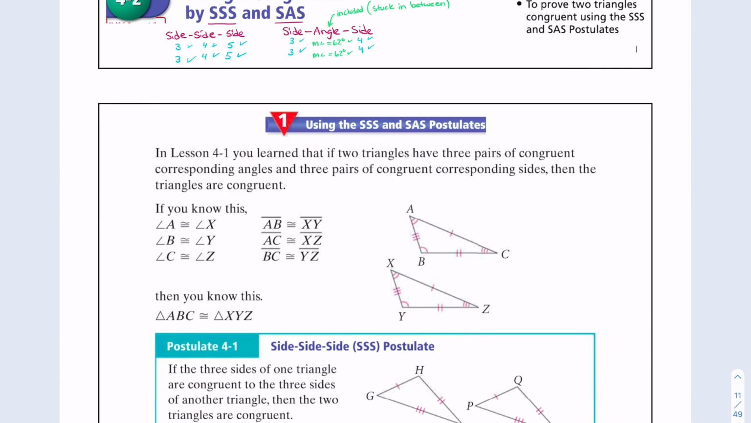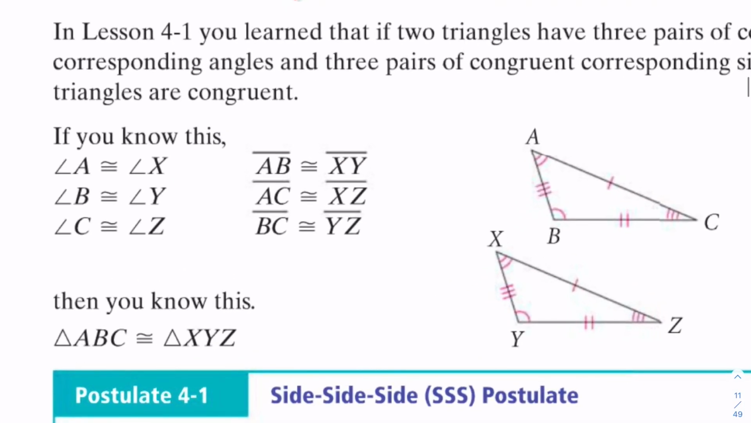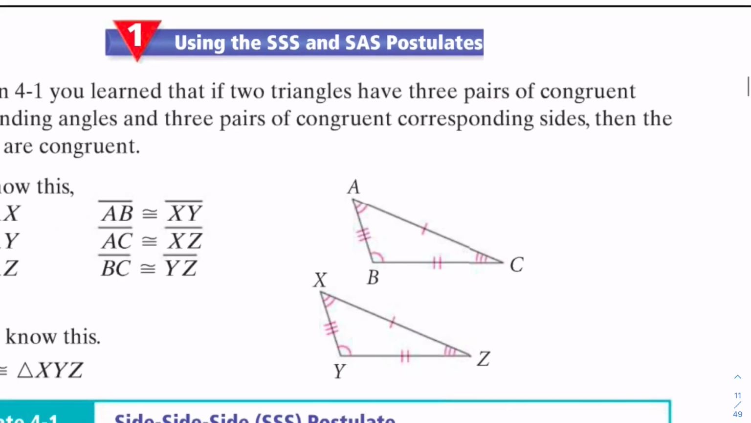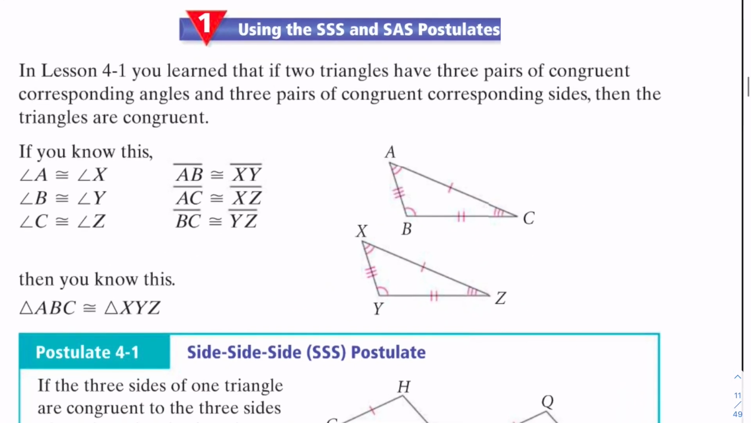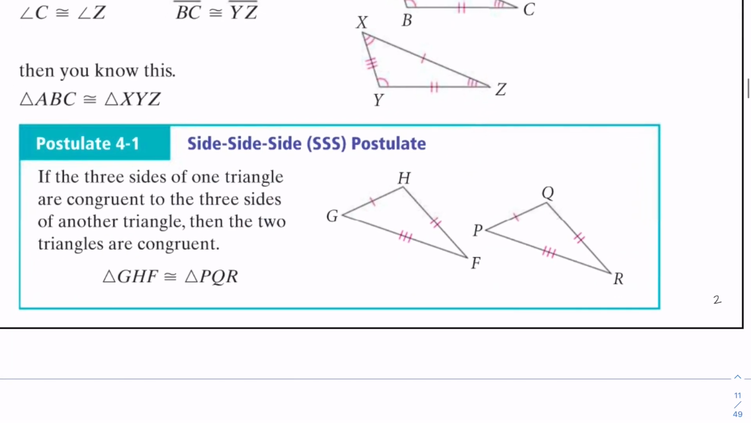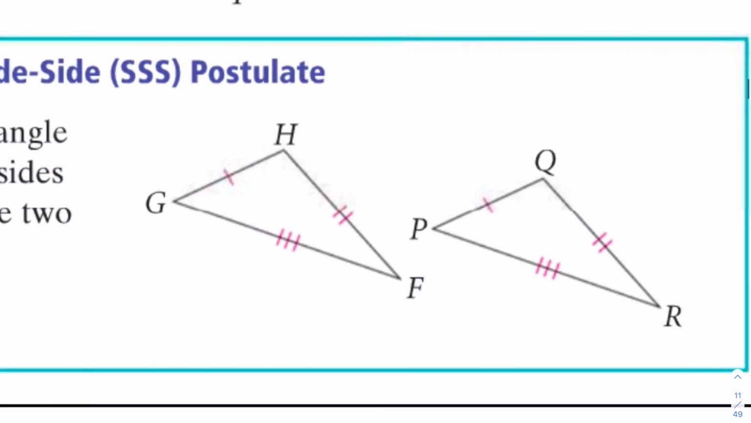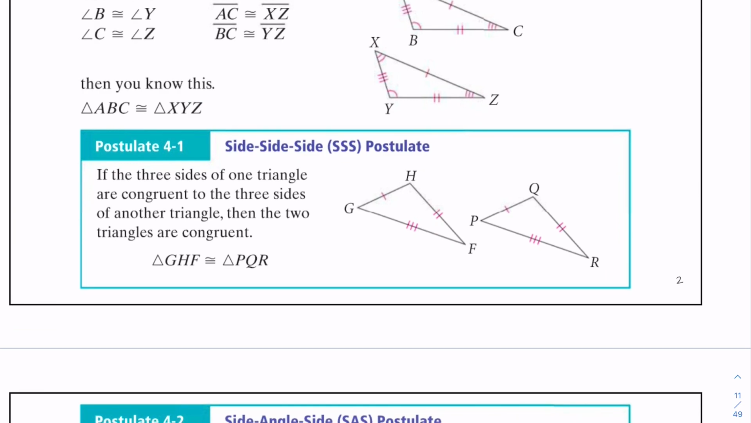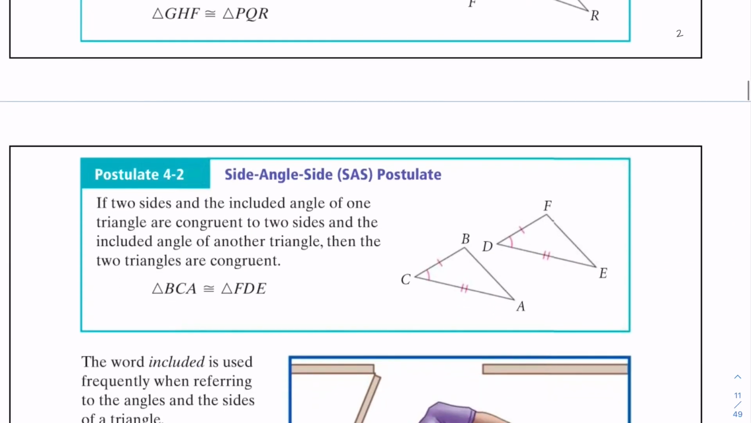So here's what it looks like. Do I need all 6 pieces of information? No. As long as I have 3 pairs. You learned that you need 3 pairs and 3 pairs. Here is an example of side, side, side. As long as the 3 sides are congruent to the other 3 sides, we have 2 congruent triangles. Awesome.